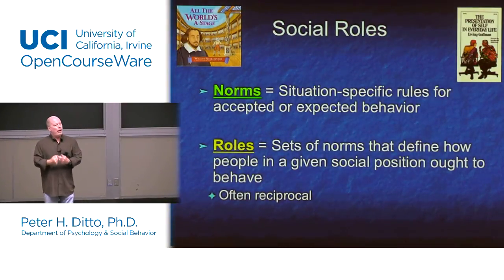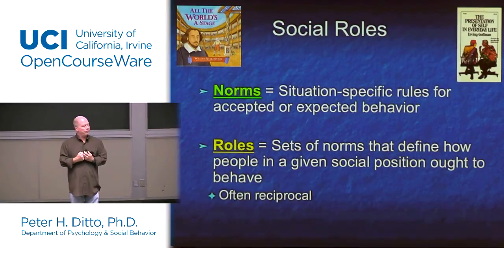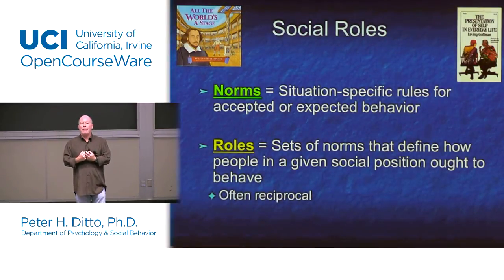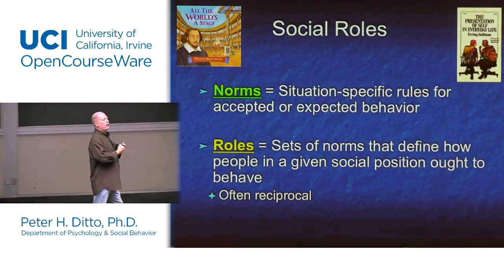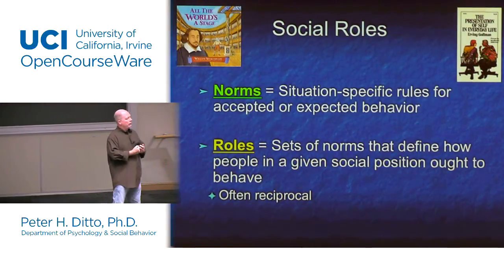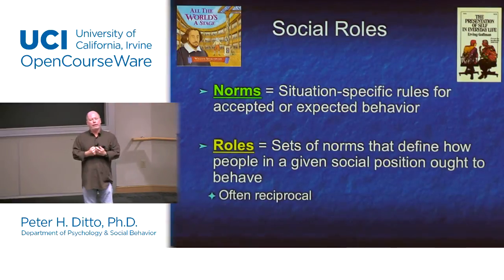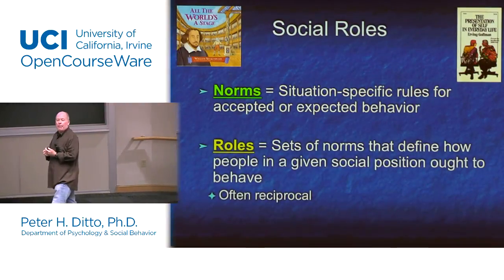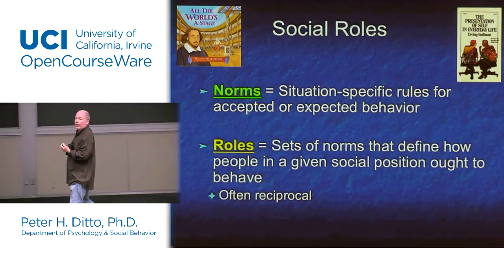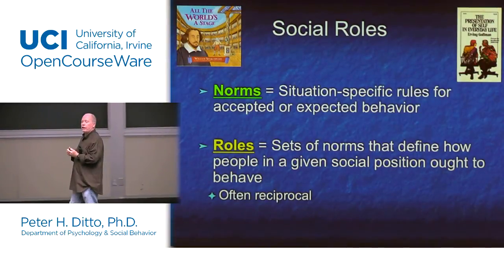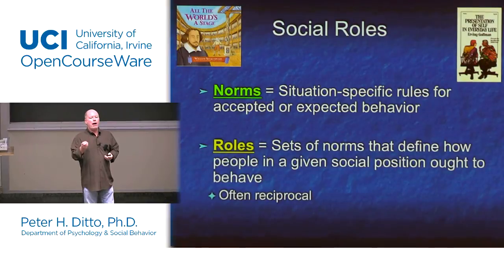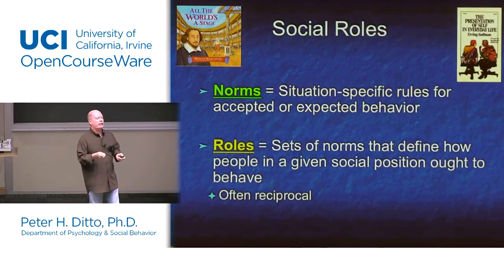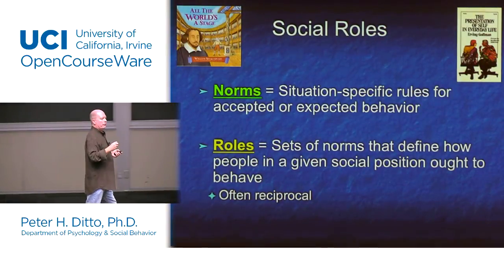So I'm a professor in this situation, and so there's certain ways that I behave. You're a student in this situation, and there's various ways that you behave that are prescribed. But when I'm a dad, I behave very differently, right? When I'm in other situations. And so the important thing about roles, in large part, is that they're often reciprocal, in the sense that they're defined by who you're with.